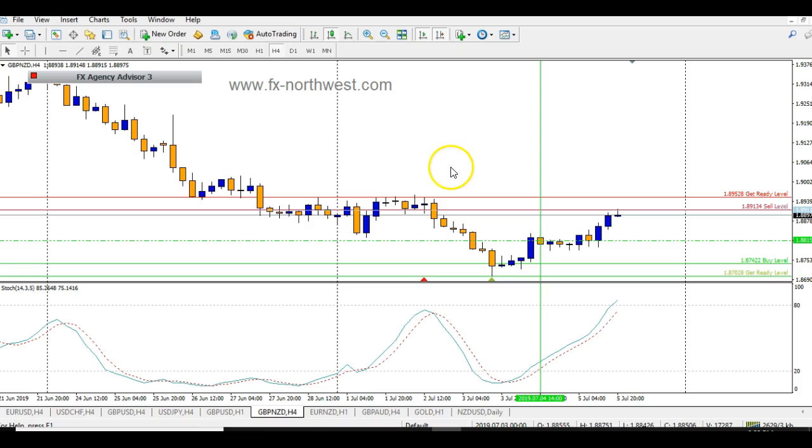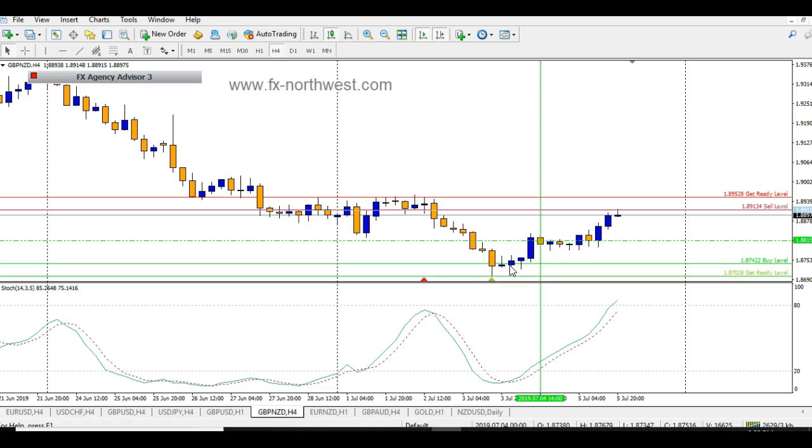So number one, I need the signal that is generated, and you look here, we have a get ready level at 1.8702 and a buy level at 1.8742. The gap between the get ready level and the buy needs to be quite wide, and in this case it is. The second thing I look for is a candlestick pattern, a reversal pattern.